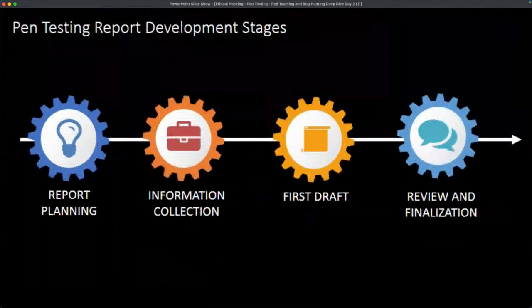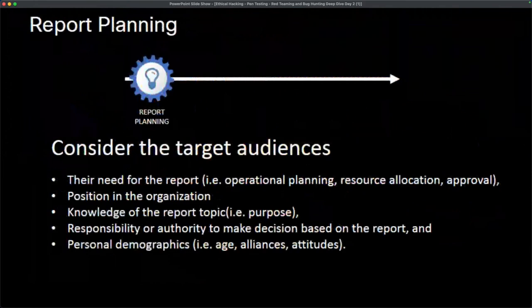So the stages to create a report by the book are so easy: planning, information collection, first draft, and review. But by practice it is less than optimal in some cases, right? Where I see out there. But first, consider the target audience, the knowledge of the readers, the purpose, the responsibility of the authority to even make decisions.